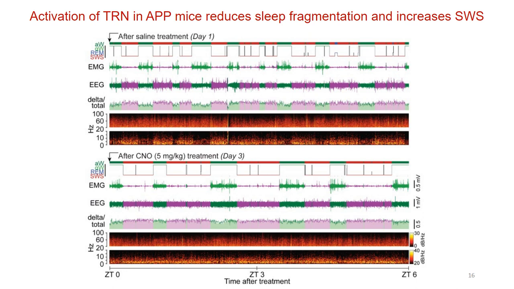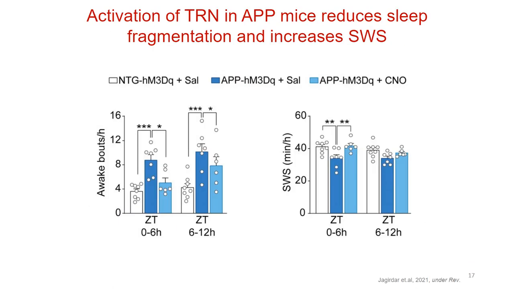When we quantified this data, it prominently showed that APP mice with the saline have the expected increase in awakenings. But in APP mice treated with CNO, we normalized the awakening to NTG level. We see the effect strongly during the first 6 hours and to some extent during the next 6 hours. We can also see rescued increase in slow wave sleep duration in APP-CNO mice.